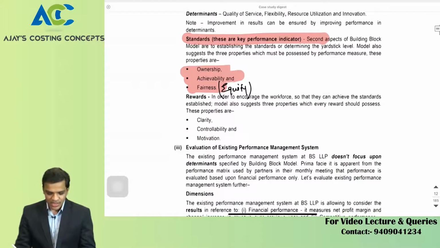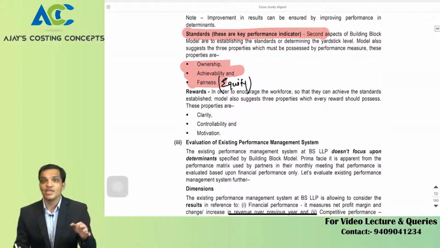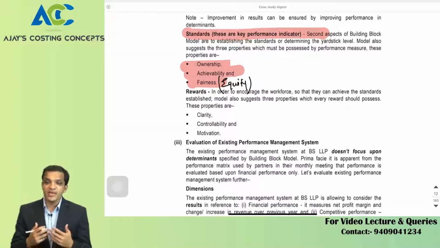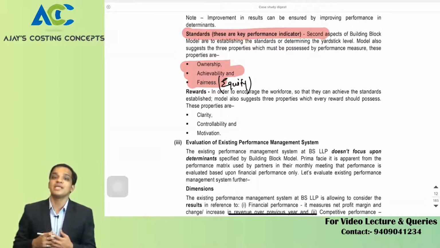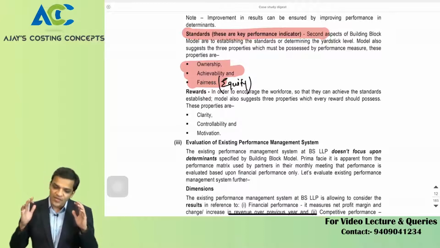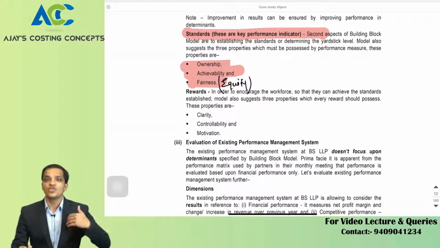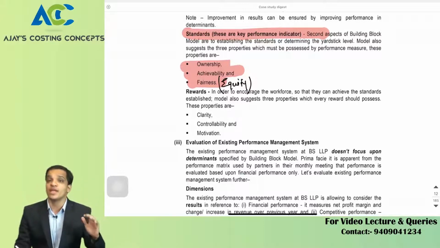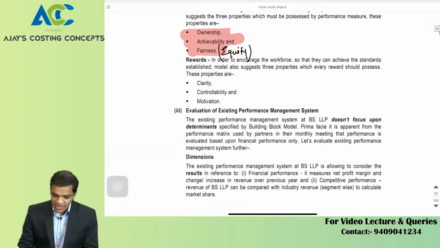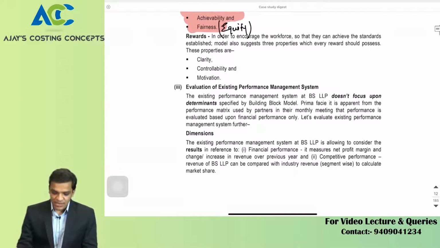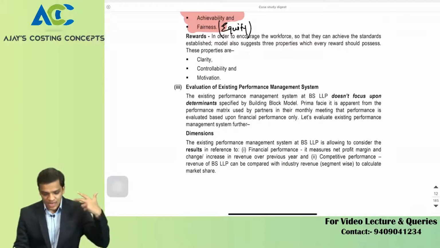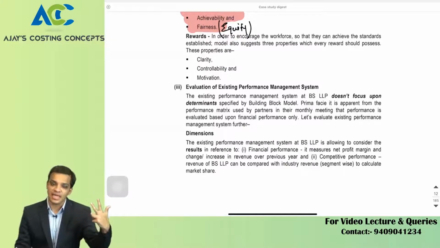The third is reward. The reward should be clear, it should be controllable and it should be motivating, right? So in controlling the rewards, it should not become demotivating. You should definitely control the rewards, right? It should not be like, I am very happy, okay, take whatever you want. It should not be so. It should be controllable enough. So reward indicates achieving the standards established. The model also suggests three properties: how clear the rewards are, how controllable they are, and third, what is the motivation behind that.